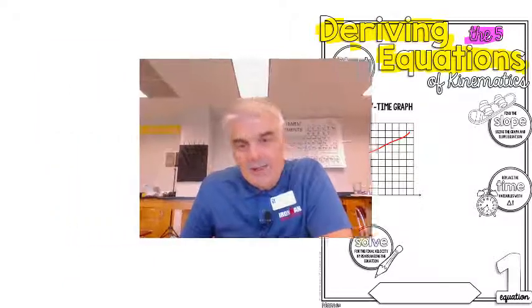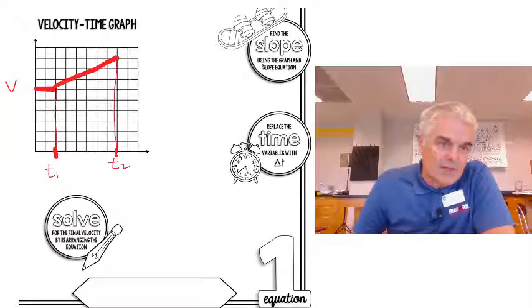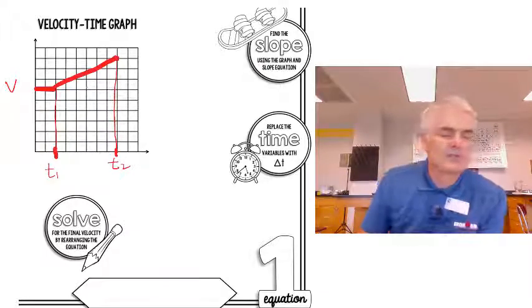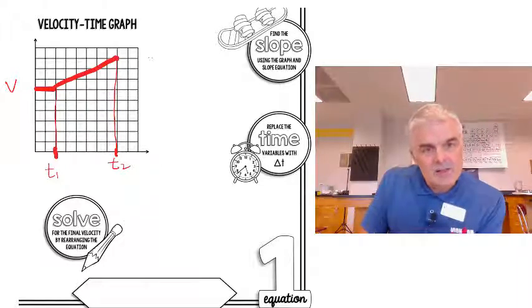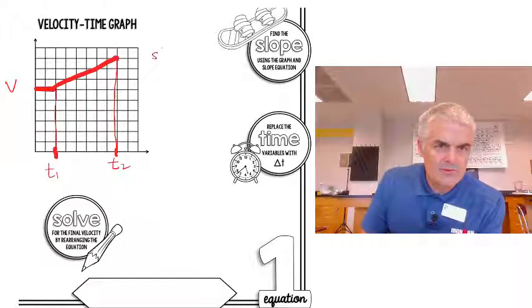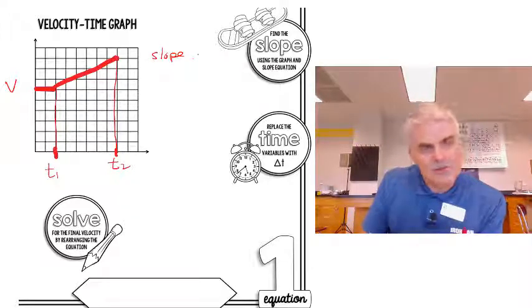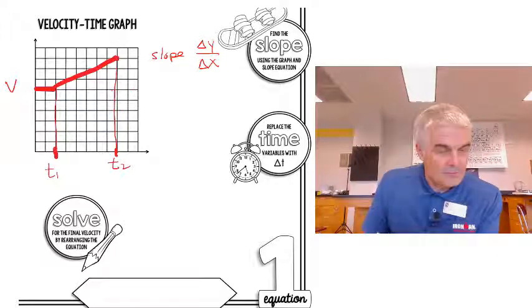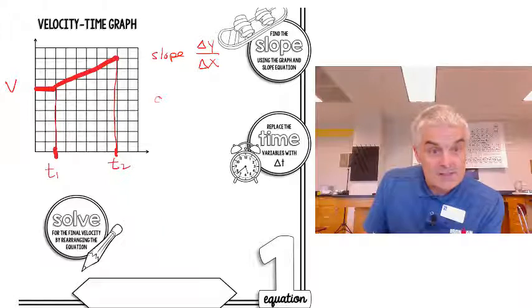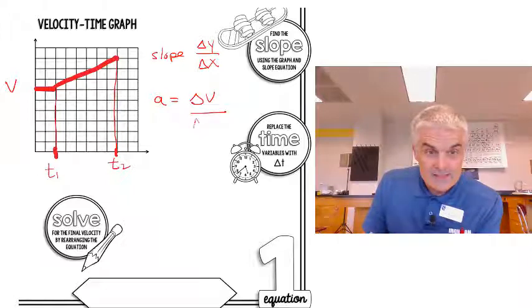If we have a graph that looks like this, there's something that matters when we look at it. It's got a slope. So it's velocity versus time. Then what's the slope of that line? The slope, of course, what is slope? Let's review. Slope is the rise over the run, or delta y over delta x. But in our case, the slope means something. So we have acceleration is equal to delta v over delta t.